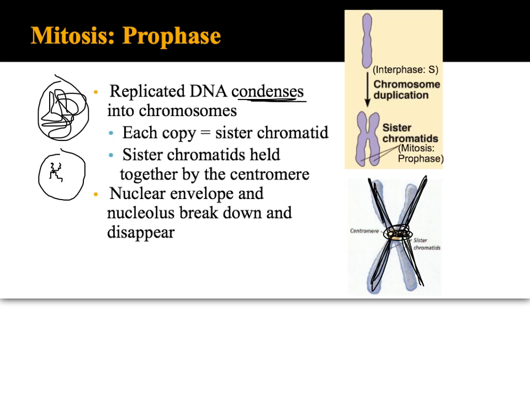So the first thing that happens in prophase is my DNA condenses into chromosomes, and then the second thing that happens is the nuclear envelope and the nucleolus break down. If I'm going to divide my nucleus in half, I have to get rid of the nuclear envelope and the nucleolus, otherwise they'll just be in the way.